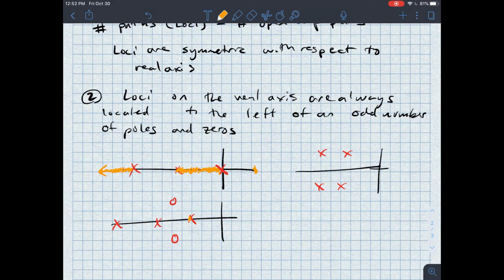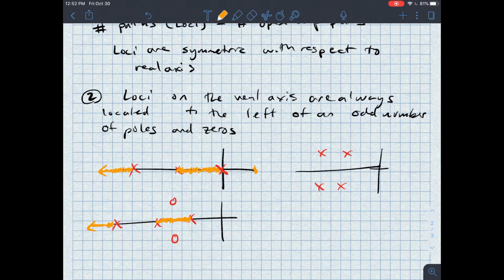I have one pole and I work my way left. Now I hit a complex conjugate pair of zeros. So now I've got 1 plus 2, 3 total poles and zeros. So that's still odd, so I can keep going until I hit this pole. Now I'm at 4, so there's no path. Then I keep proceeding until I hit this last one. And now I've got an odd number again.